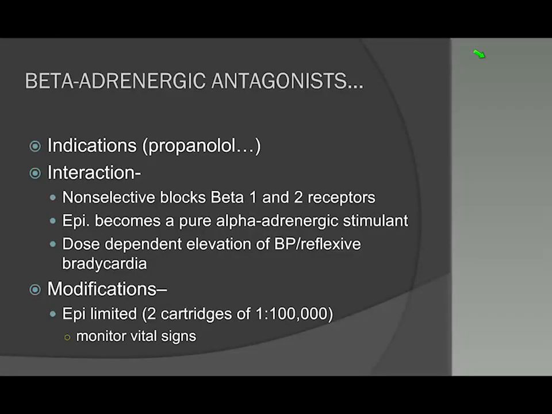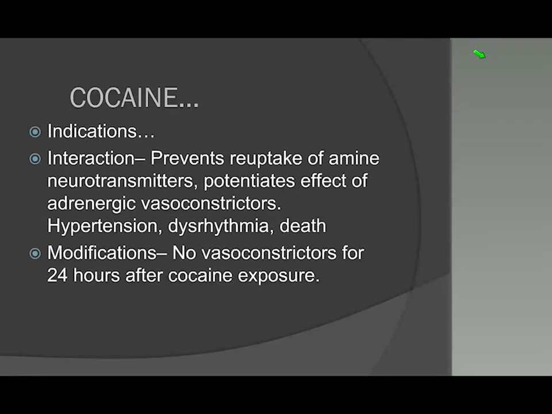Non-selective beta blockers, you don't see these too much. Usually patients that have end-stage congestive heart failure take drugs like Coreg, propranolol. So in those patients where you have a non-selective beta blocker, both beta 1 and beta 2 receptors are blocked. Epi becomes a pure alpha agonist, and it's dose dependent, but you get elevated blood pressure and reflexive bradycardia. So again, we limit epi to 2 cartridges in those patients, and we monitor them during the procedure, blood pressure-wise.